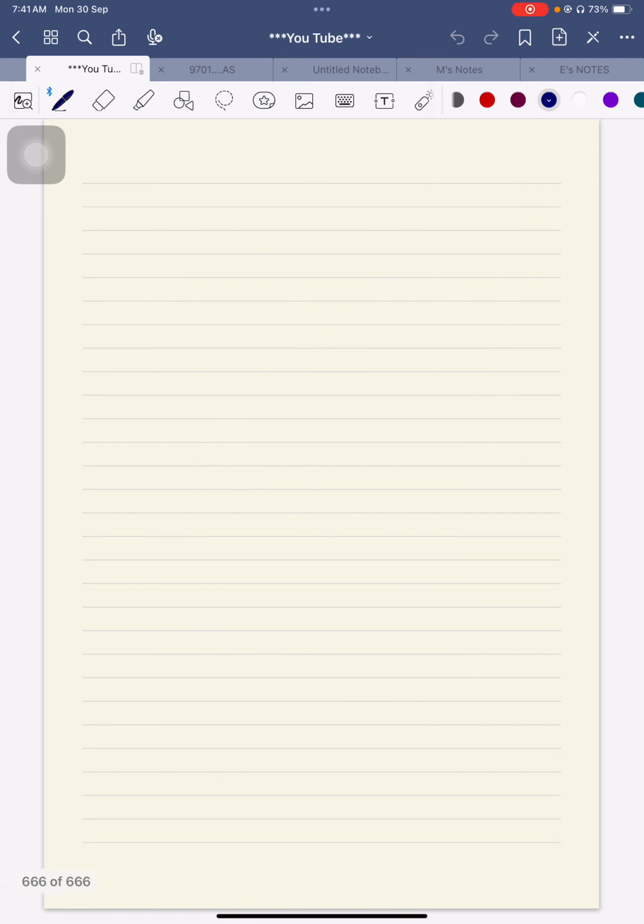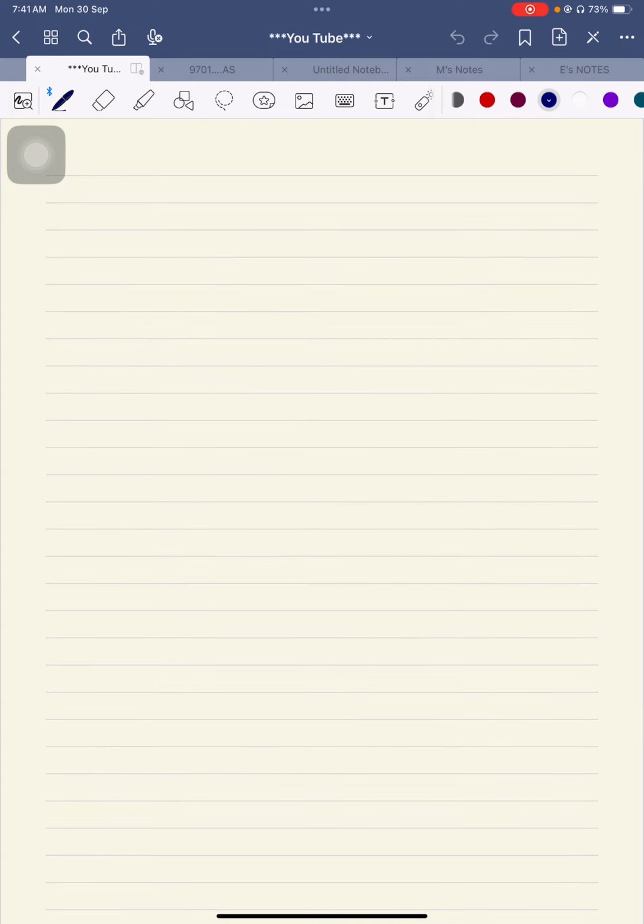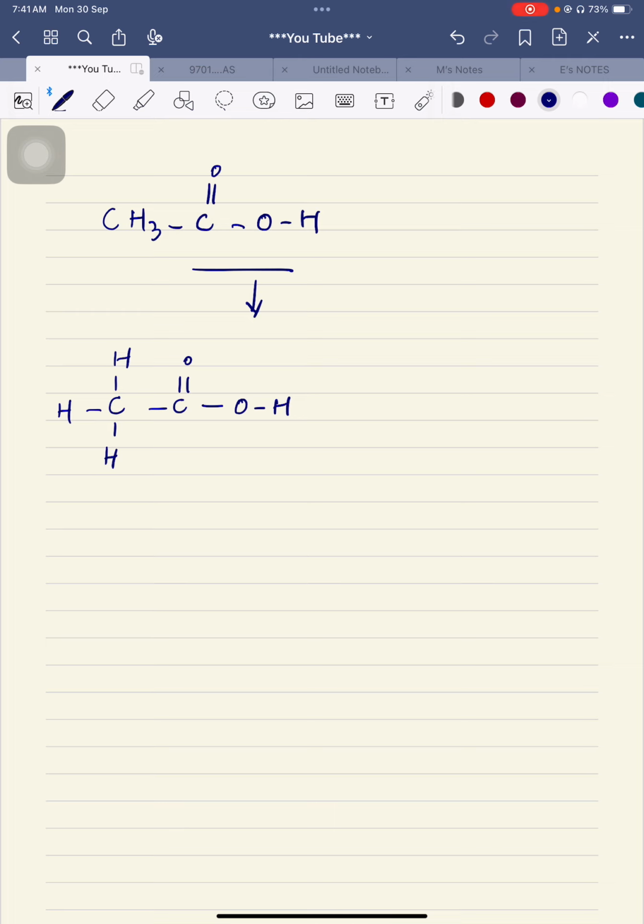Now I am on the next page, and here I have taken the example of CH3COOH. Okay. Guys, my advice to you is to start writing the displayed formula, because when we write the displayed formula, things become easier and clearer, and hence we have a clearer idea of how we are going to react one substance and what type of reaction is happening.